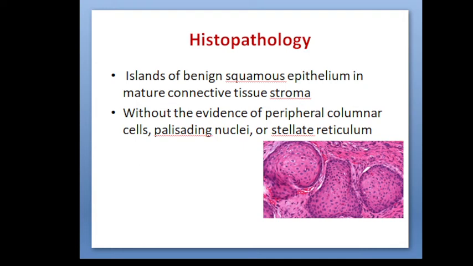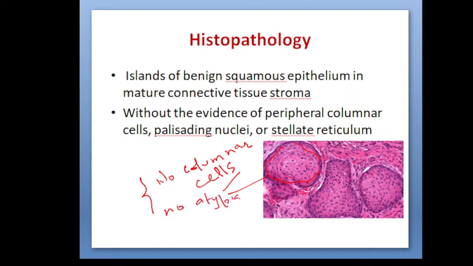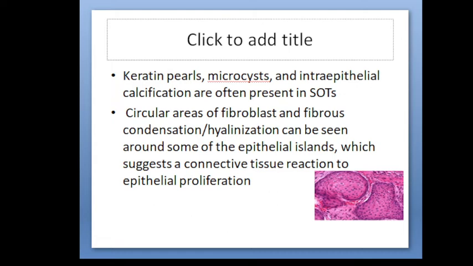So these islands are composed of squamous cells. There are no columnar cells. There is no peripheral palisading of cells. There is no reverse polarization of cells, and there is no atypia, and there are no mitotic figures in each of these epithelial islands. They can be of various shapes. Keratin pearls, microcysts, and intraepithelial calcification are very rare.